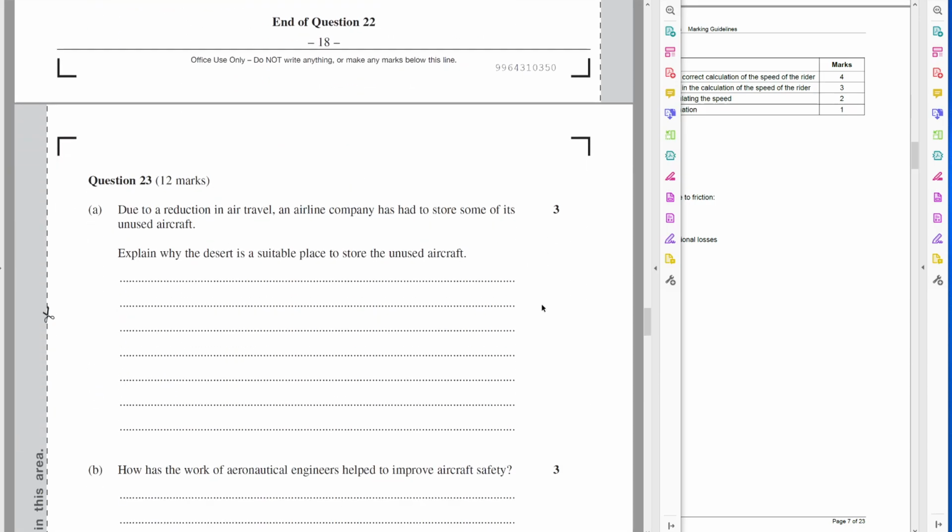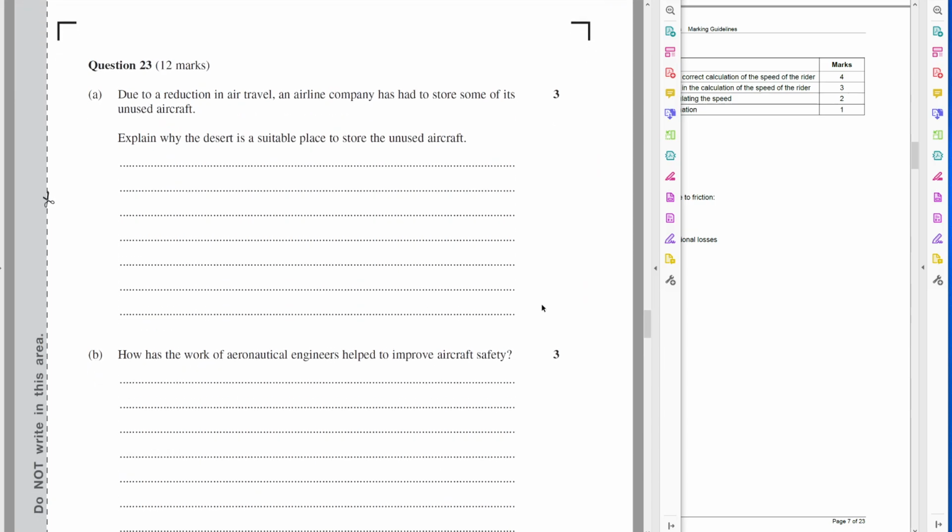Okay. Due to a reduction in air travel, an airline company has to store some of its unused aircraft. Okay, I had a chance to talk to some teachers about this one, question 23. This one here was answered quite well.